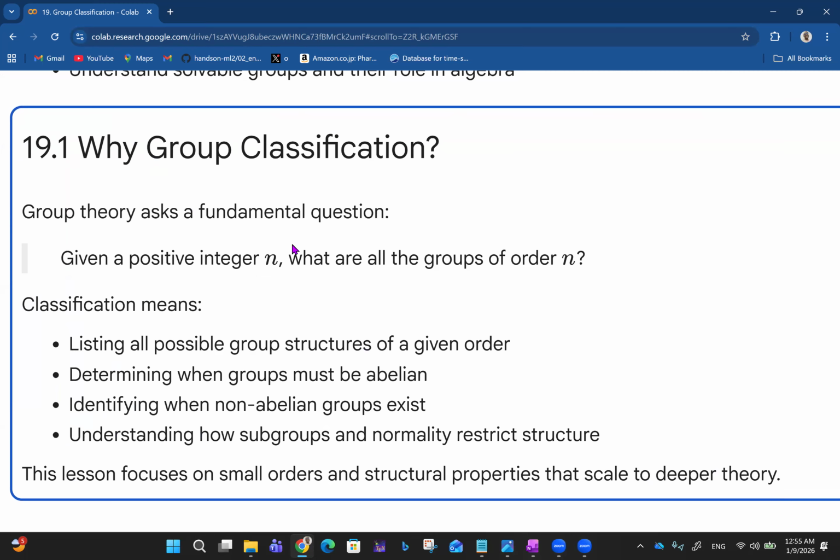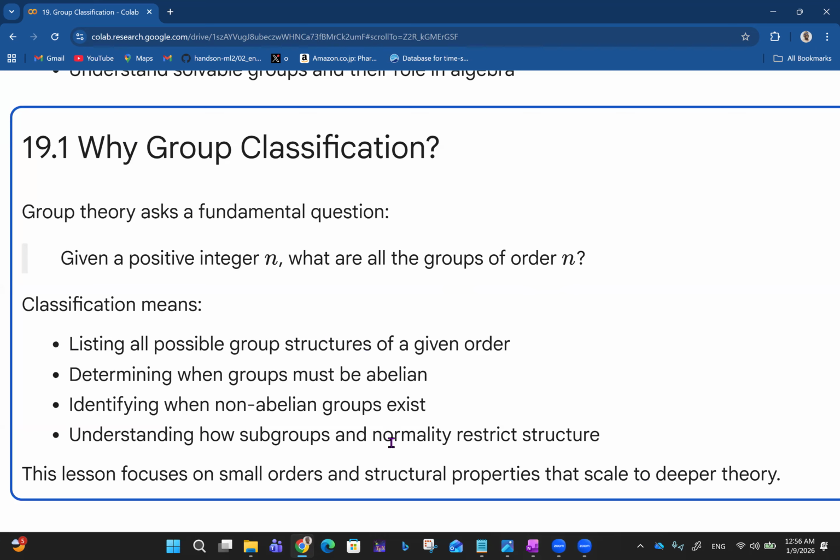Group theory asks a fundamental question: given a positive integer n, what are all the groups of order n? Basically, that's what group theory answers. So if you have a positive integer, what are all the groups of order n that we can ever have? Classification then means listing all possible group structures of a given order, determining when groups must be abelian, identifying when non-abelian groups exist, and understanding how subgroups and normality restrict structure.